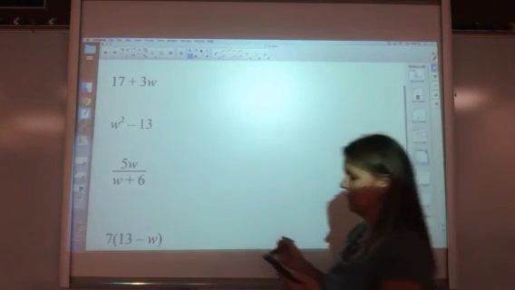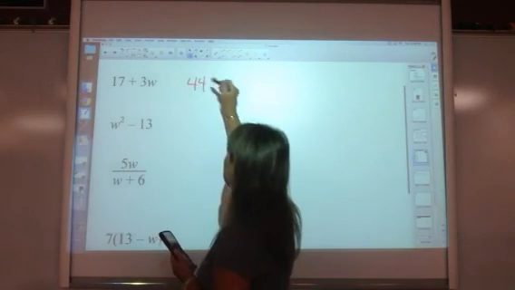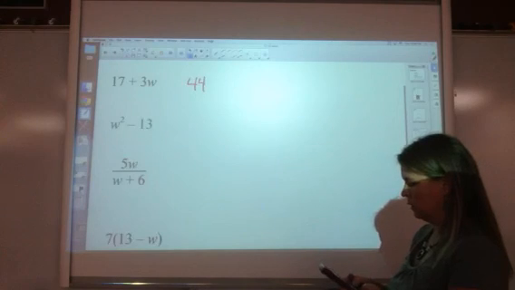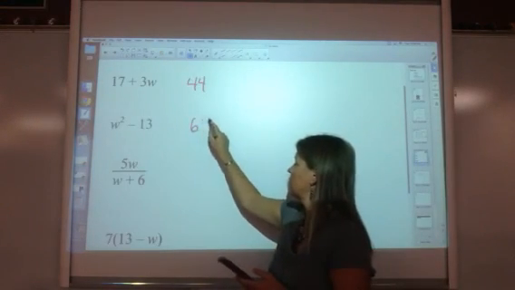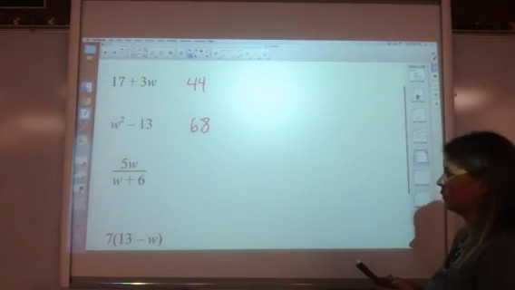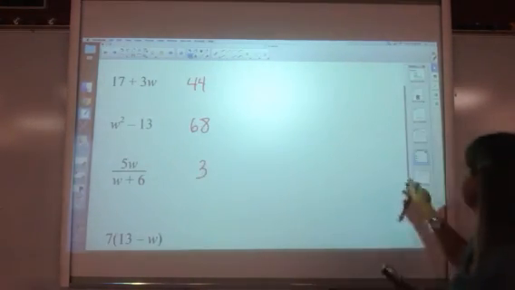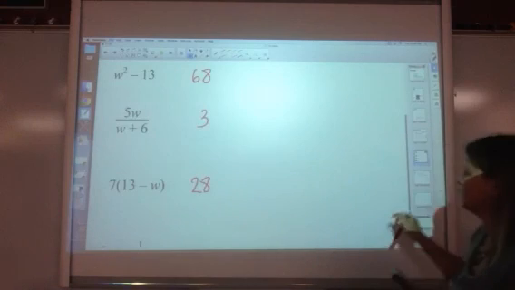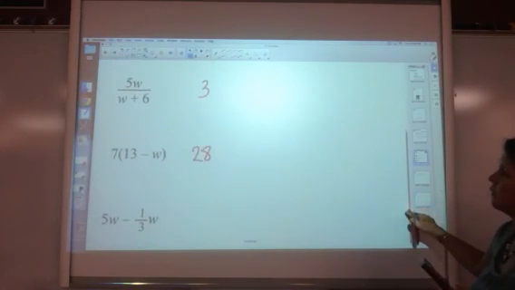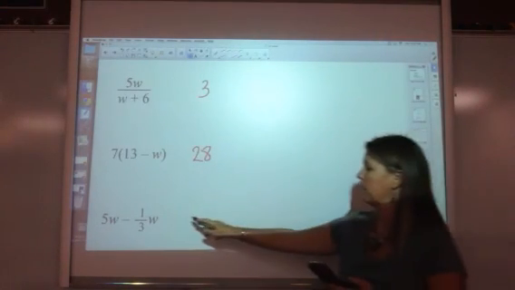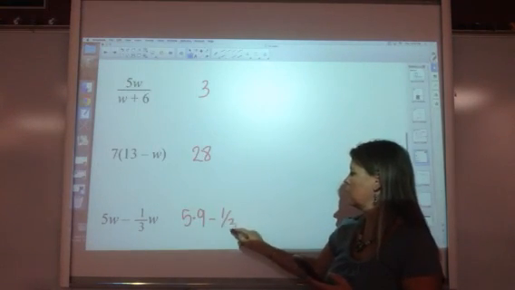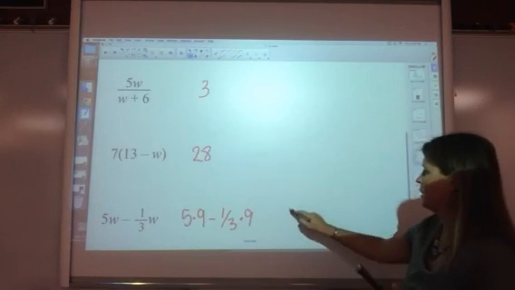Okay, if you've paused it, come on back. You should get 44 for this one. 68 for this one. 3 for this one. 28 for this one. And on this one, I would prefer that you use your fraction button again. 5 times 9 minus 1/3 times 9. You should get 42.